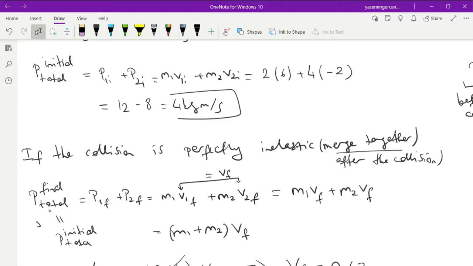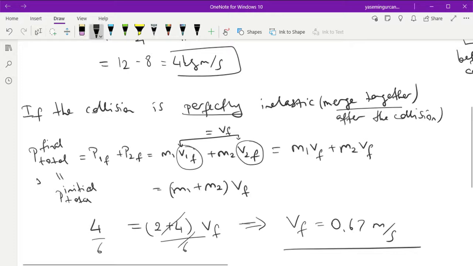In this case, because I picked it to be perfectly inelastic, that means they're going to merge together. So their velocities are going to be the same, because two objects that merge together move together. So I named it as V final because we don't have two different velocities anymore. And again, the momentum conservation dictates that these two quantities, initial and final total momentum, are the same. This is conservation of momentum. You know that these two numbers are equal.